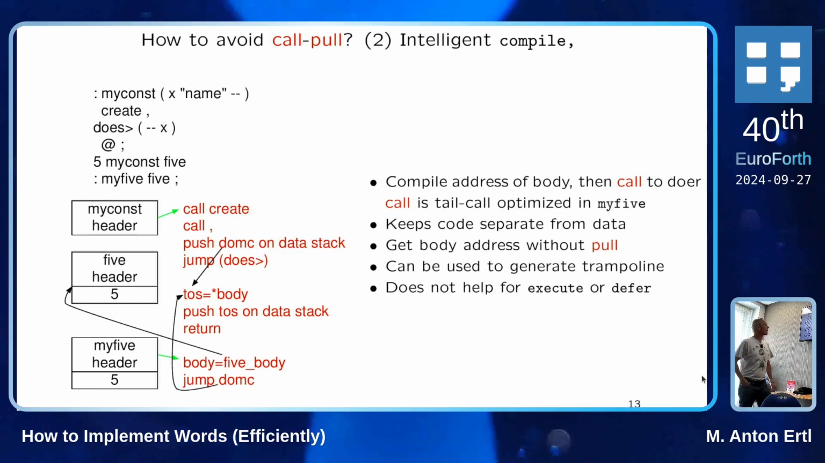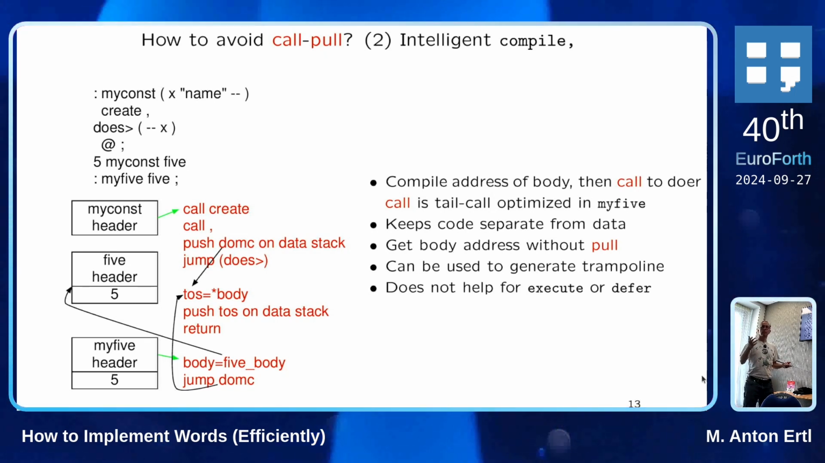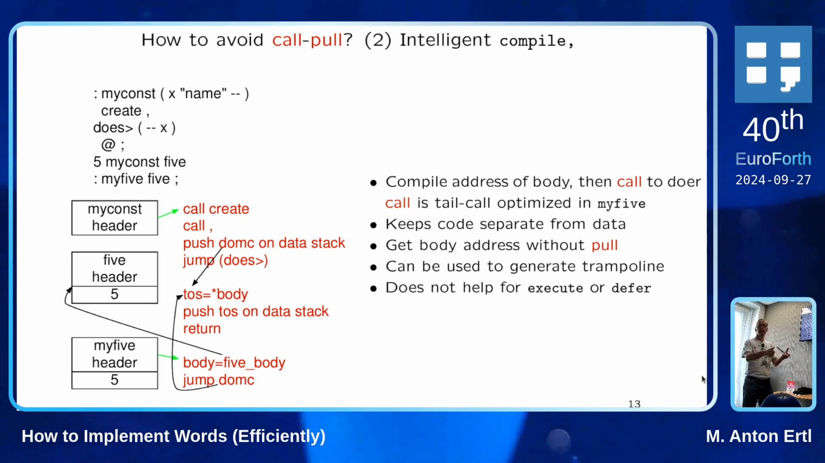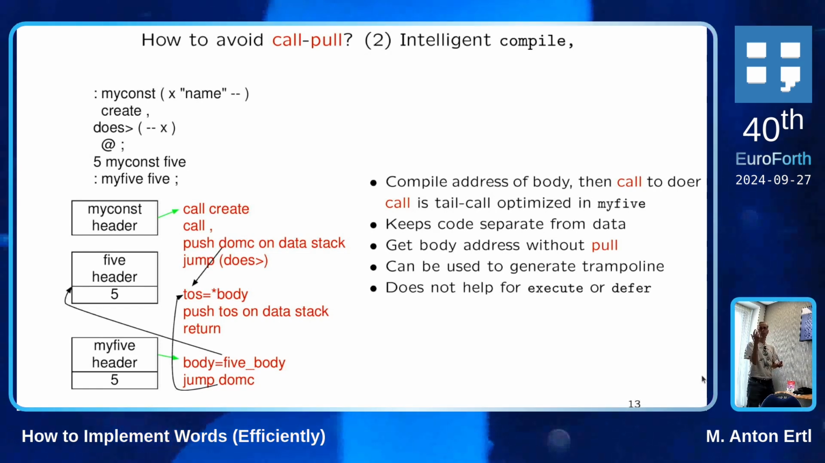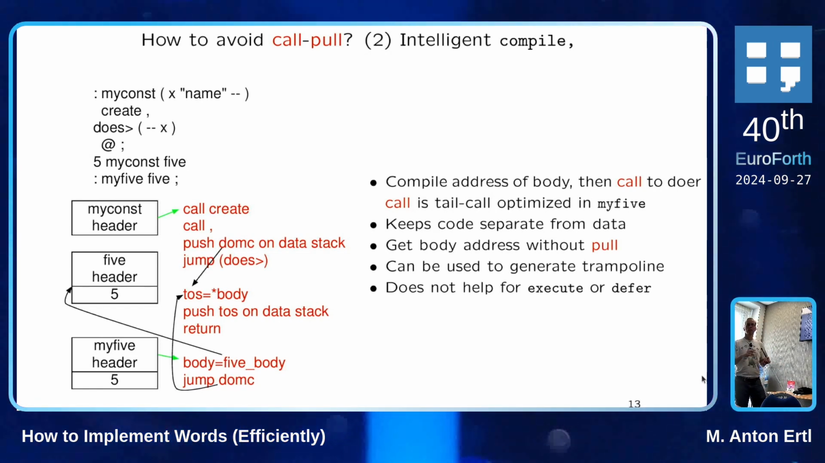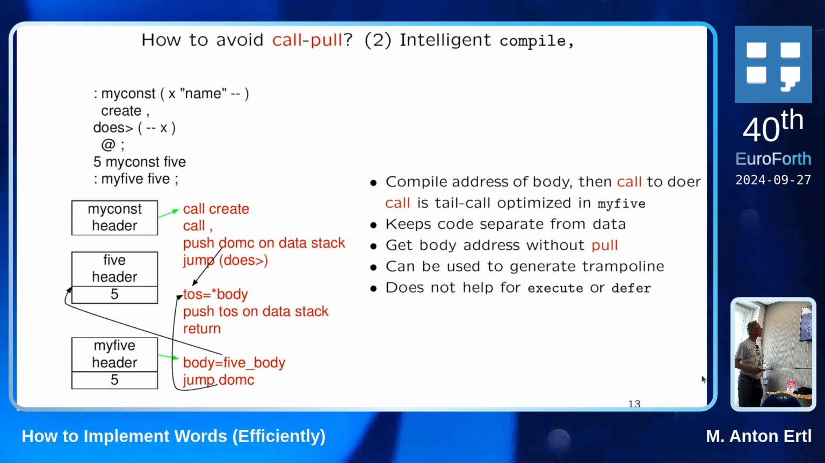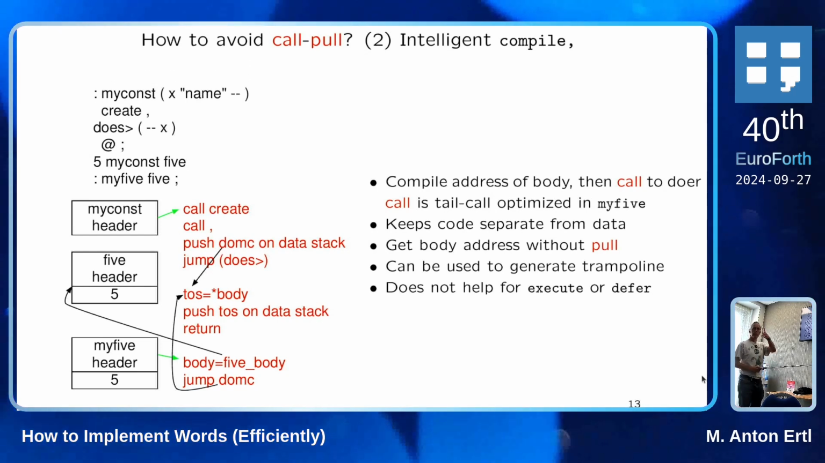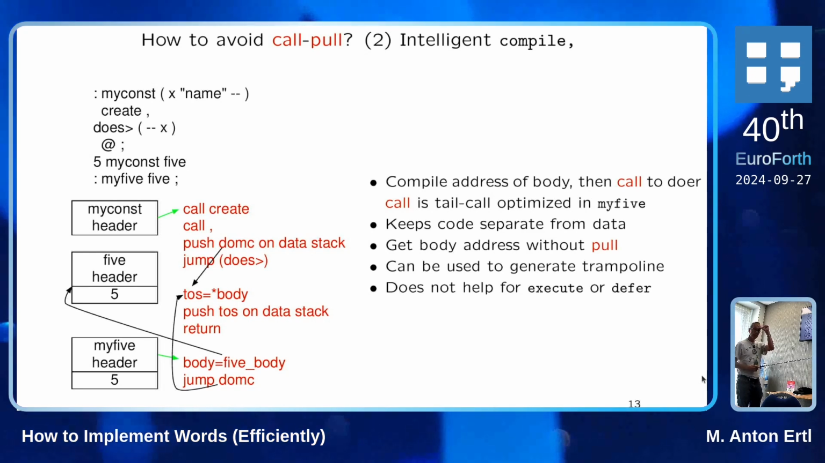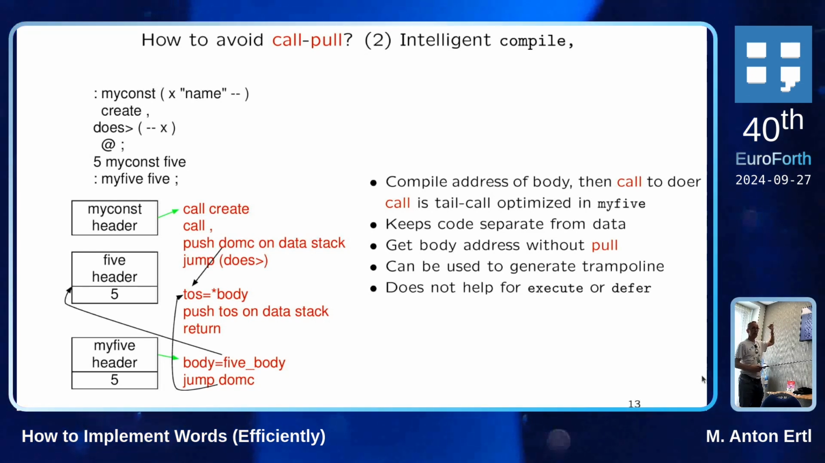Another way is to use an intelligent compile comma, and you all have been using this. Intelligent compile comma means that depending on the word type and word characteristics, you do some special compile comma action and not just compile a call to the word. And that's what gives, for the original example, the good speed for VFX.